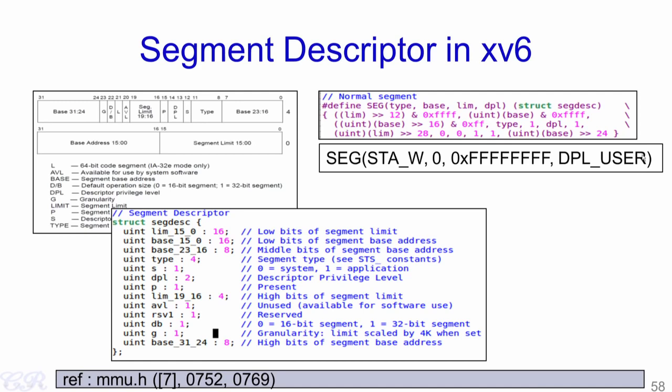So, this particular usage of SEG creates a segment which has a base address of 0. It has a limit of 2 power 32 minus 1, that is 0x followed by 8 f's. It is having a privilege level of user specified by DPL_USER, and it is of type W, that is the segment is writable.